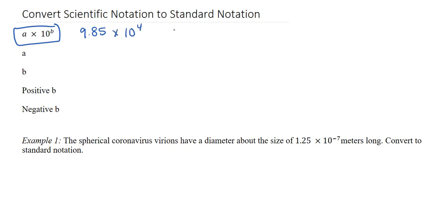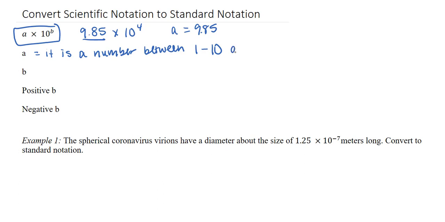So our a is going to be the 9.85, right? And so it is a number between 1 to 10, right? And has a decimal after the first digit. Right, so it's not including 10, right? It's just a number between 1 to 10. So it's like 1.1 or like 9.9, right? Something kind of like that.